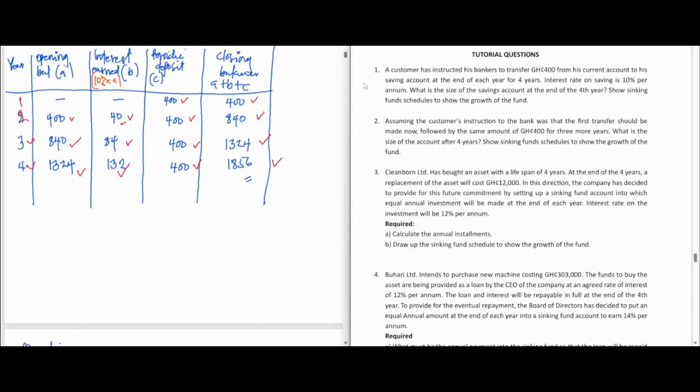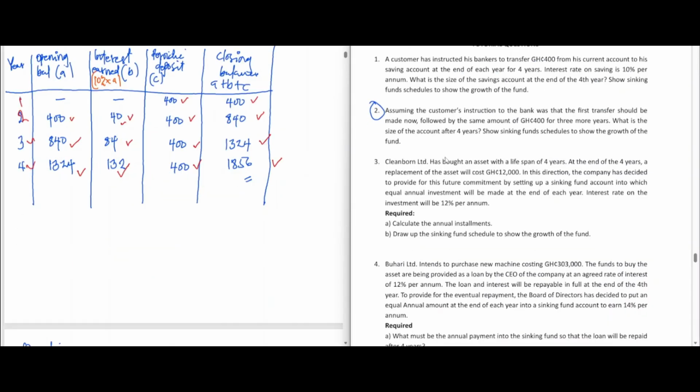So let's look at question 2. Assuming the customer's instruction to the bank was that the first transfer should be made now.